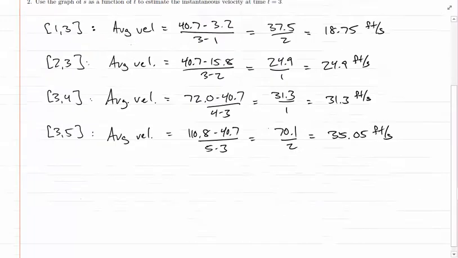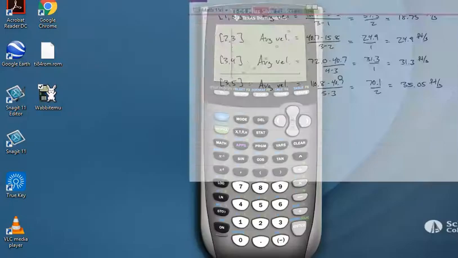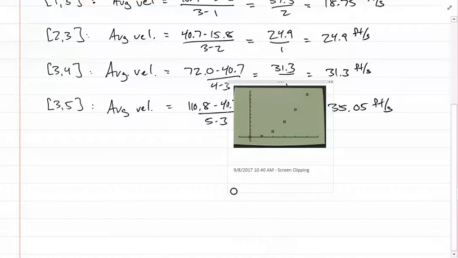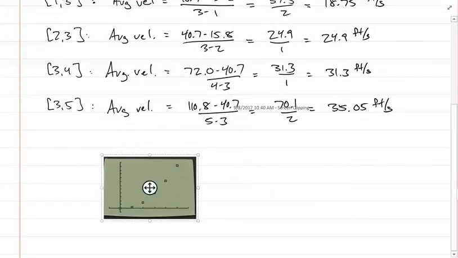Okay, so actually I'm going to put that in here so I can draw on it. Okay, so there's what the graph looks like. Now, here's where t is 3. That's the point that we're trying to find the instantaneous velocity. Now, we found a couple of average velocities. We found an average velocity between 2 and 3 to be 24.9.